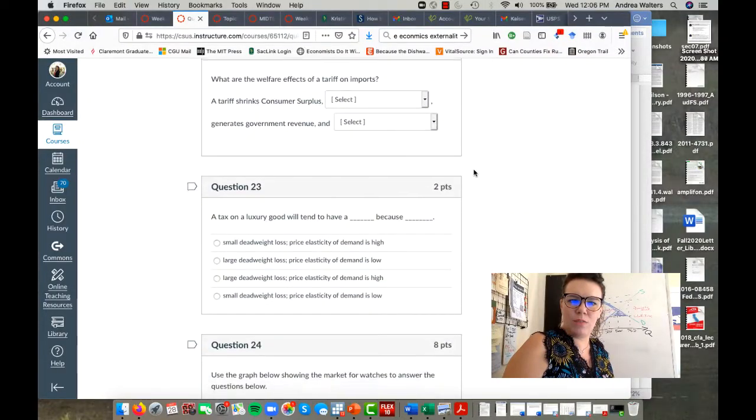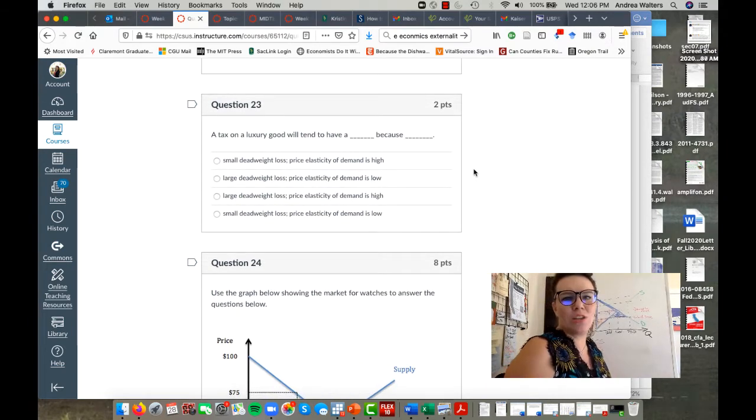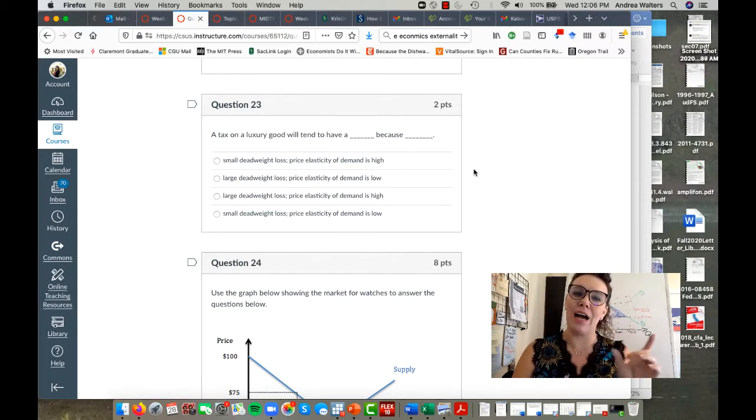The next problems that people had questions about are 23 and 24. 23: a tax on a luxury good will tend to have a small or large deadweight loss depending on the price elasticity of demand. So we have to think about luxury goods first, right? Luxury goods are goods that we don't need, so people can be really responsive to a change in price. So we're going to expect the price elasticity of demand to be really high because consumers can change their behavior. If consumers can change their behavior, they can avoid that tax, and that's going to increase that deadweight loss.